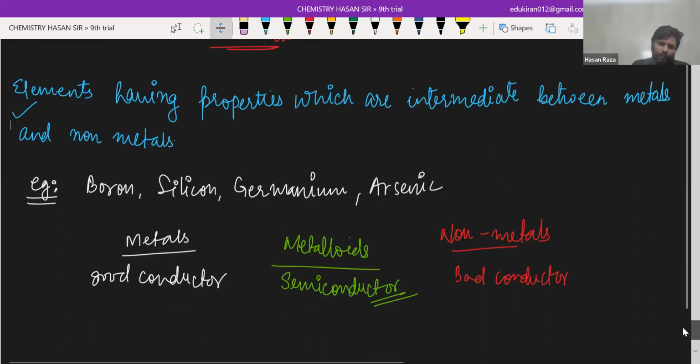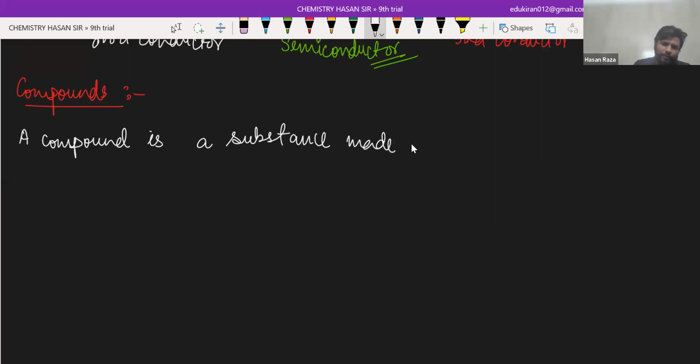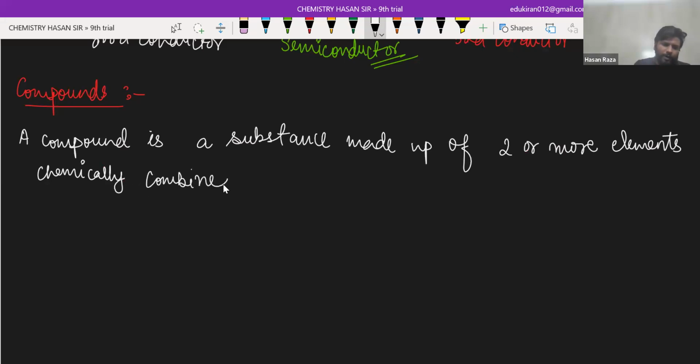Okay. The next thing we are going to discuss is compounds. So you just need to write it. Compounds. A compound is a substance made up of two or more elements chemically combined together in a fixed proportion. We discussed about this, right?